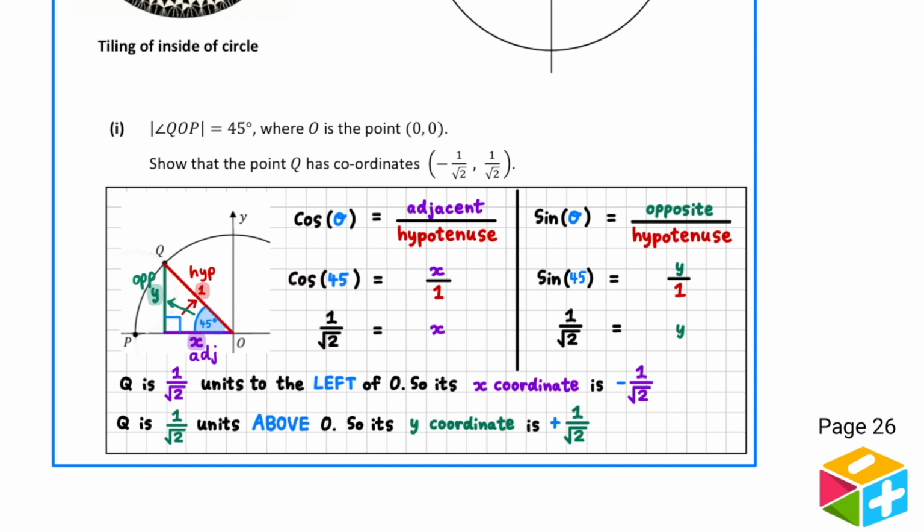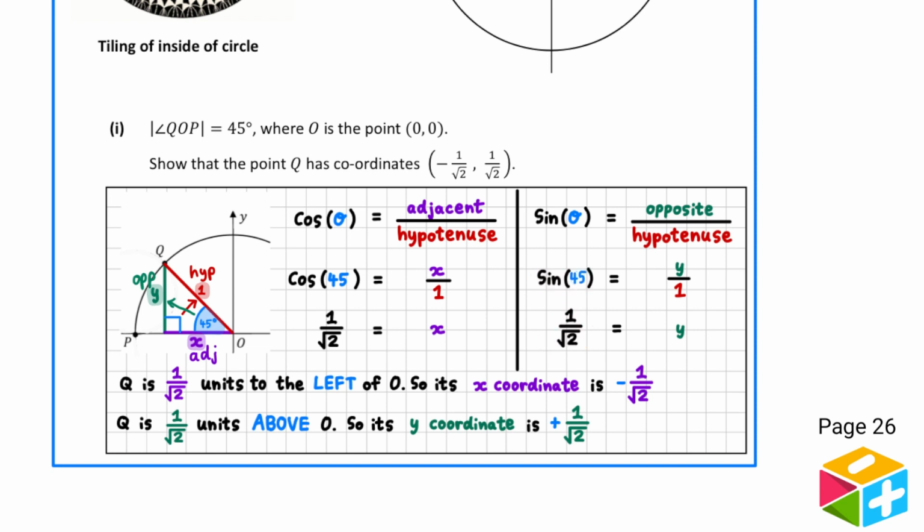We can find y in a similar way if we apply the result that the sine of an angle is equal to the opposite over the hypotenuse. In our triangle, the angle is 45, the opposite is y, and the hypotenuse is 1. If we calculate sine 45, we'll get 1 over root 2, and if we simplify the right-hand side, we can see that y over 1 is just equal to y. So we found that y is also equal to 1 over root 2.